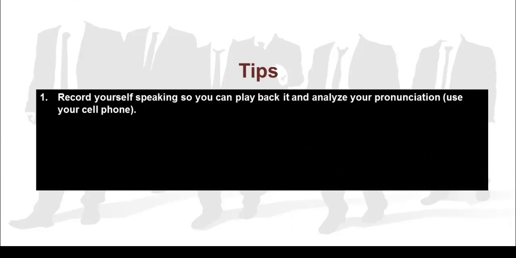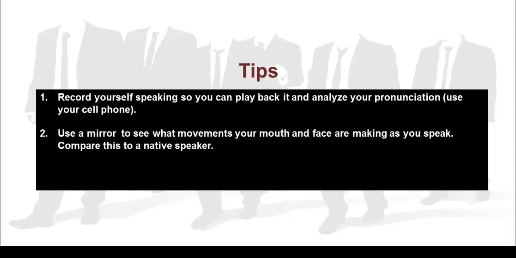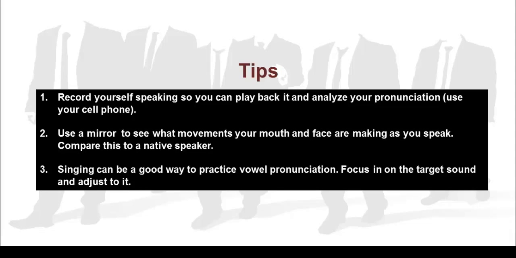So here are some tips to help improve your pronunciation. Record yourself speaking so you can play it back and analyze your pronunciation. You can use your cell phone to do this, or a webcam so that you can also see yourself. Use a mirror to see what movements your mouth and face are making as you speak, and then you can compare this with a native speaker. Singing can be a good way to practice vowel pronunciation. Focus in on the target sound and adjust to it.